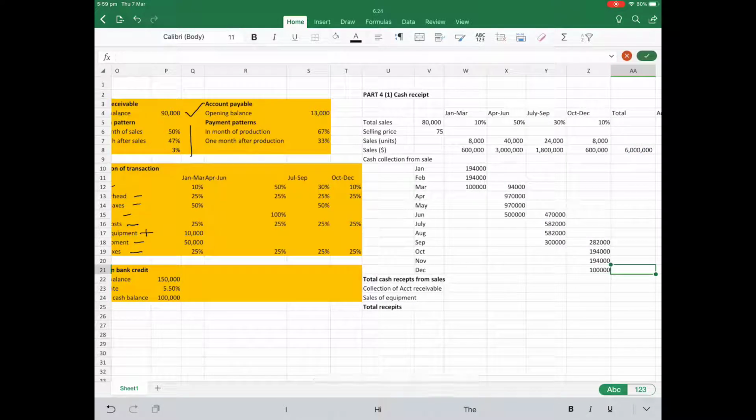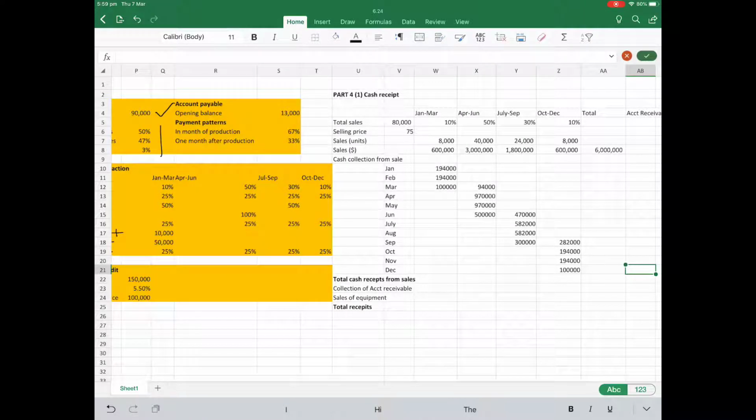We will put that in account receivable. Now, in account receivable, we don't subtract the bad debts because we don't know yet whether we have collected or not. So we put the whole amount of 50% into the account receivable. So you may wonder why.